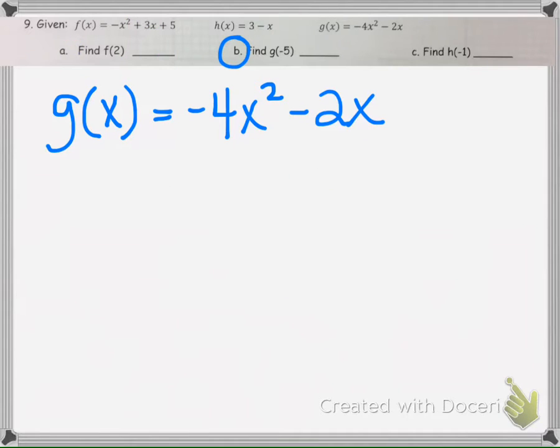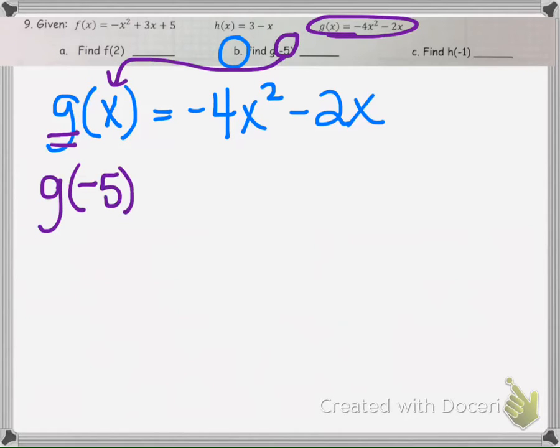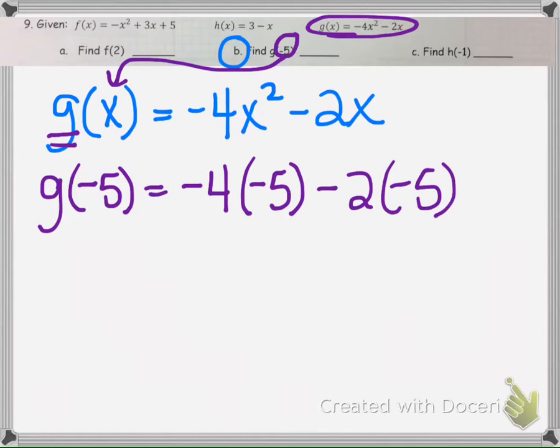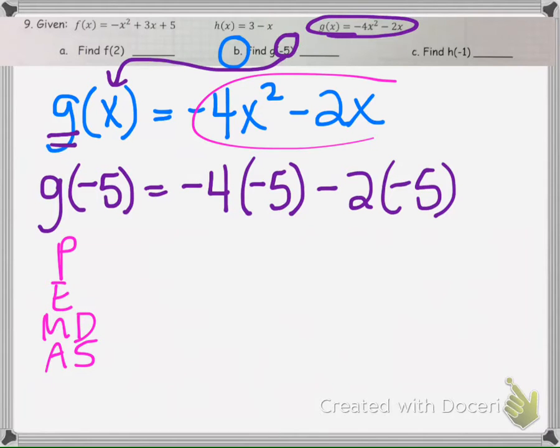Okay, if we take a look at 9b here, we are asked to use function g, so that's how we know to use this one right here. And then instead of x, it's telling us to plug in a -5, so we want to find g of -5. So we're going to take out the x's and plug in a -5. And then we're going to use our order of operations. And there are no parentheses in this original problem. So then the next thing we do is exponents.